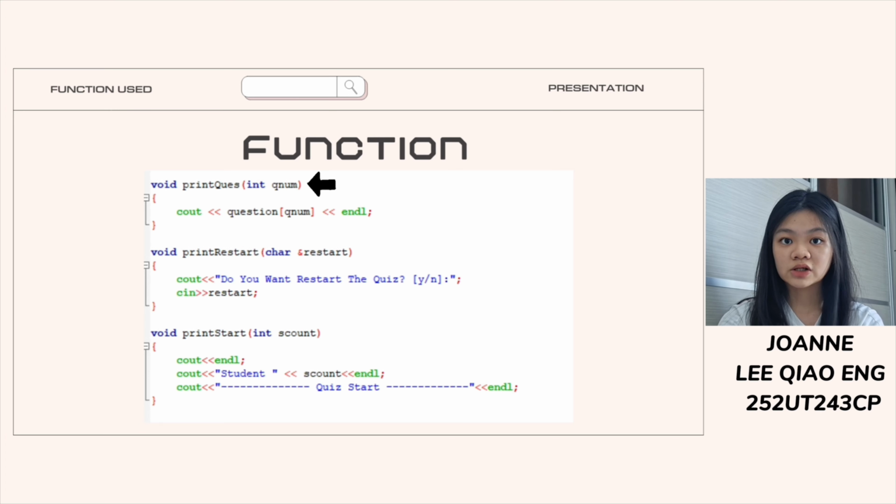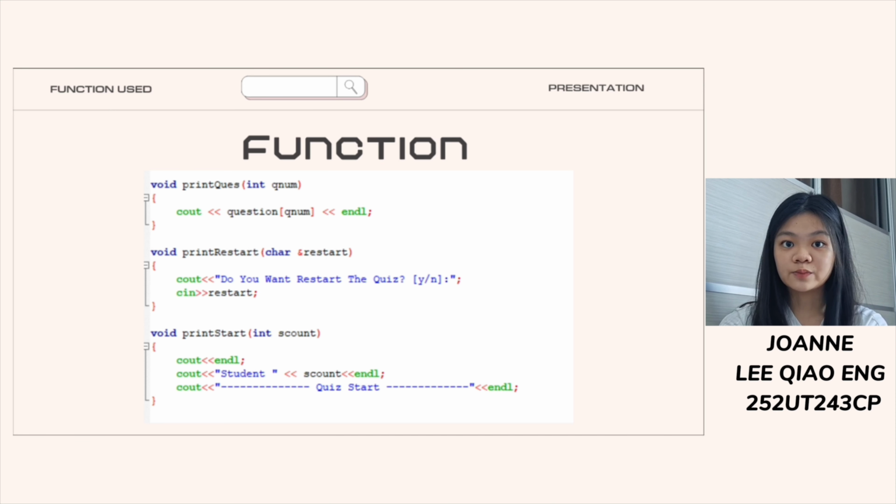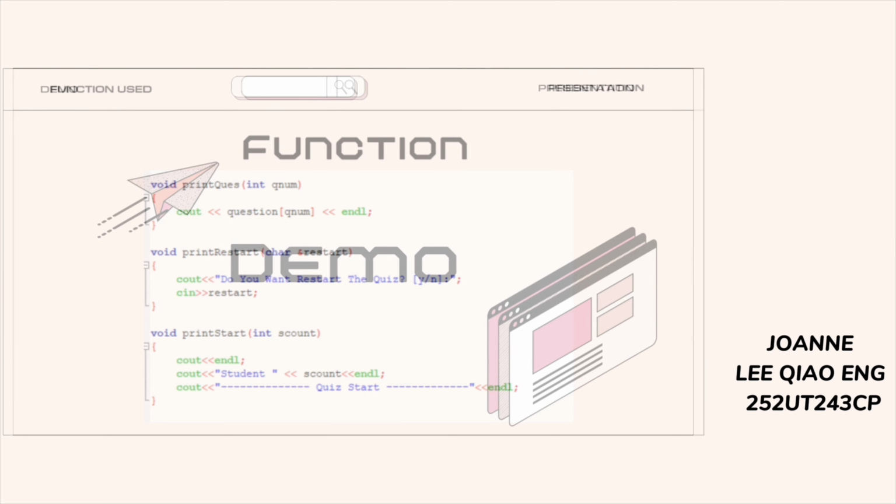The print quest function displays the quiz questions and their options to the user. The print restart function asks the user whether they want to restart or exit the program. Lastly, the print start function displays a message to indicate that the quiz is starting. By using separate functions, the program becomes more organized and more reusable.